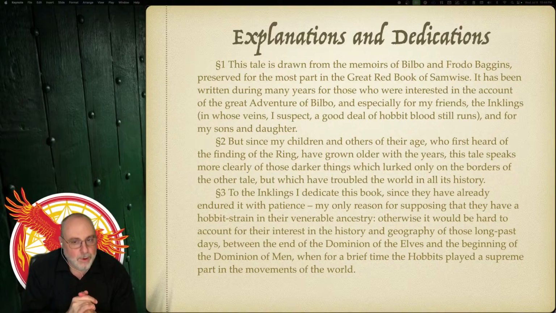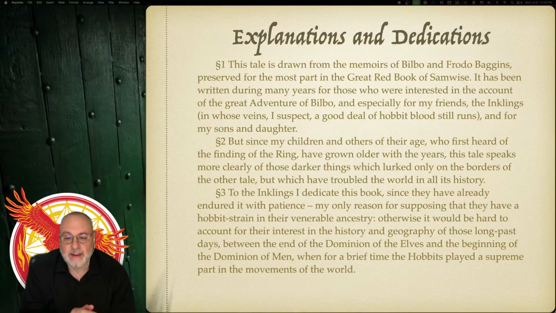Okay, preserved for the most part in the Great Red Book of Samwise. It has been written during many years for those who were interested in the account of the great adventure of Bilbo, and especially for my friends, the Inklings, in whose veins I suspect a good deal of hobbit blood still runs, and for my sons and daughter. But since my children and others of their age who first heard of the finding of the ring have grown older with the years, this tale speaks more clearly of those darker things which lurked only on the borders of the other tale, but which have troubled the world in all its history.